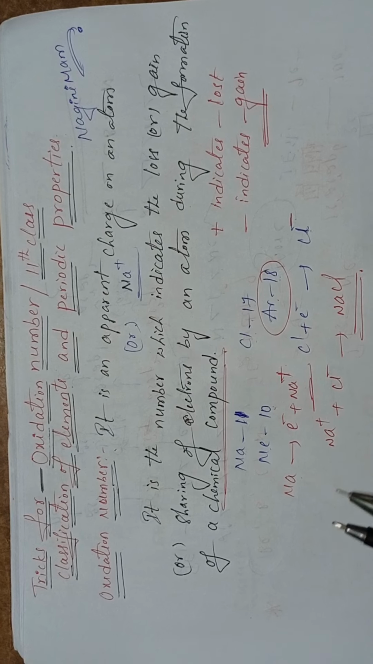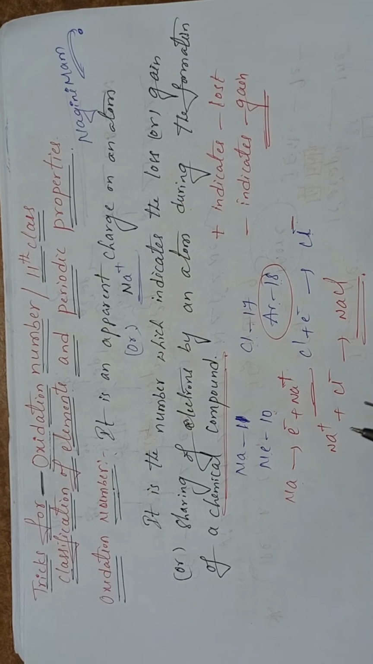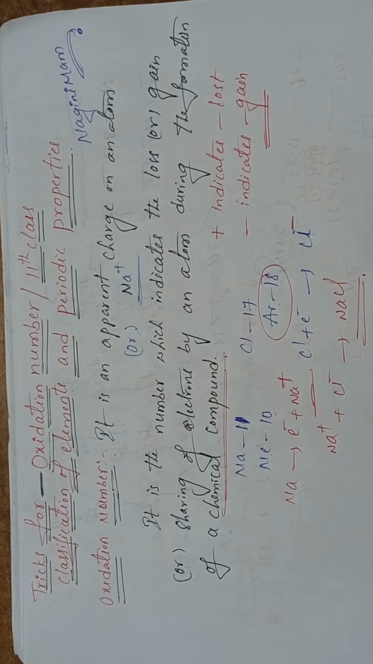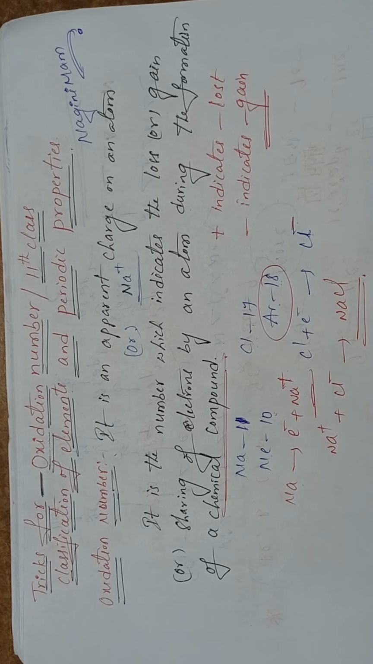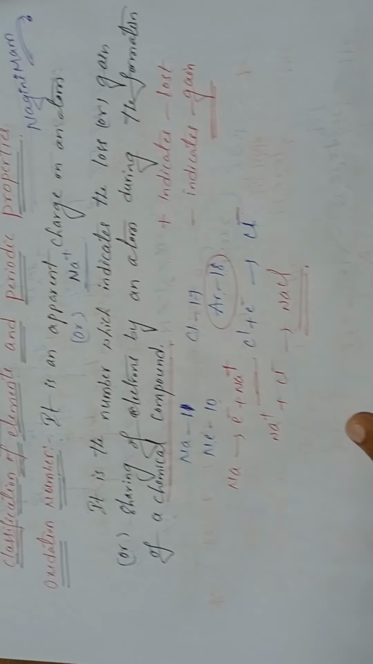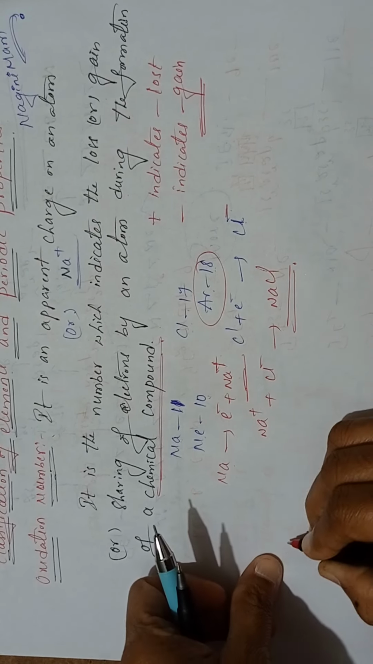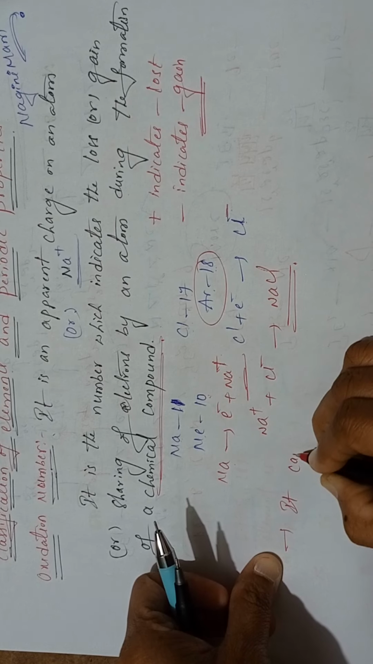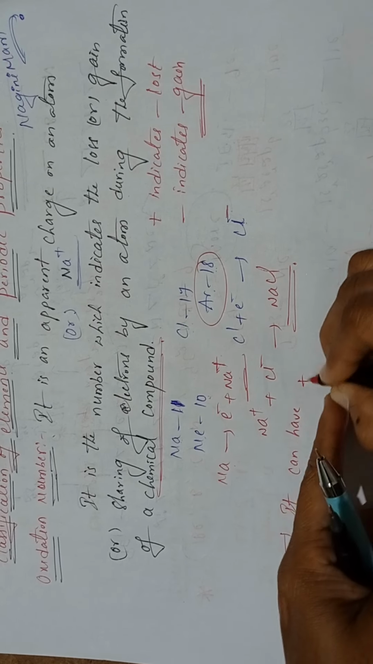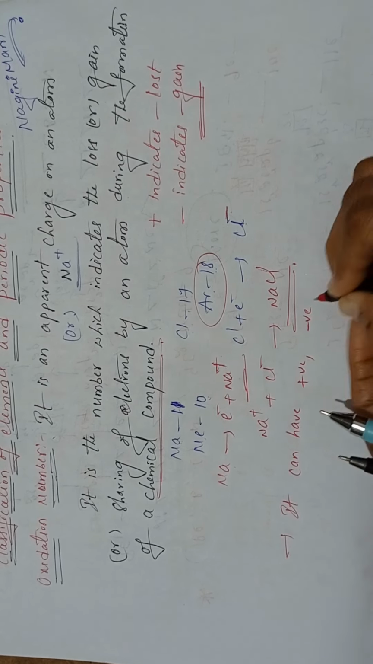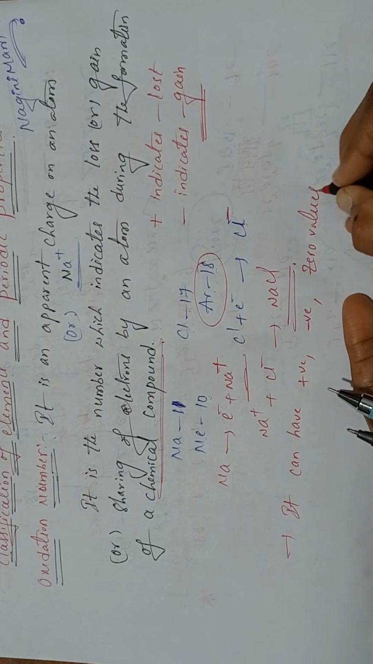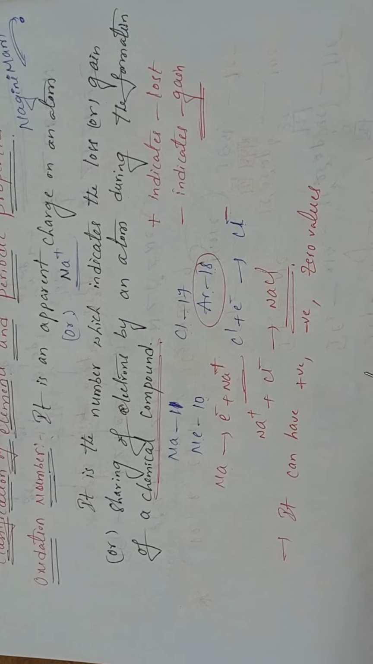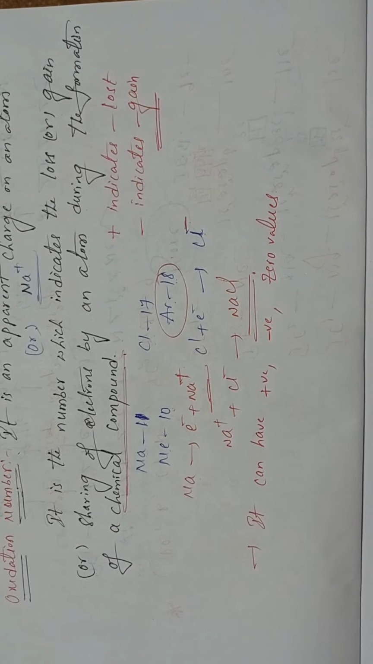Clear, students? Now I'm going to discuss the rules, students, for how to find the oxidation number. Oxidation number can have positive, negative or zero values, students. Clear?